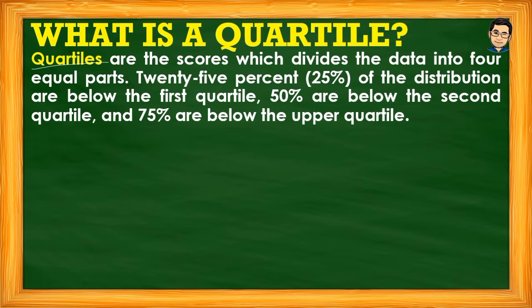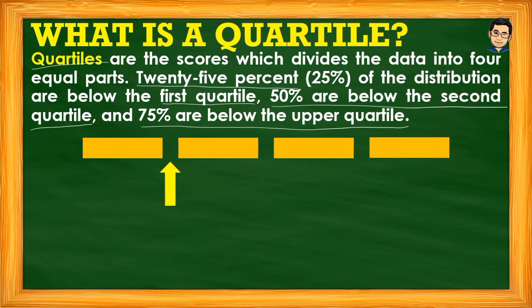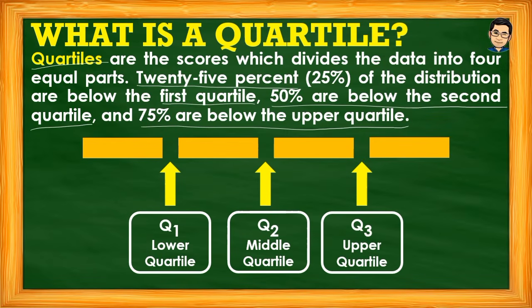And then, 25% of the distribution are below the first quartile. 50% are below the second quartile or the middle quartile, and then 75% are below the upper quartile. So, to better understand those percentages, let us have an illustration. For example, this is our data, still whole. When we divide that data into 4 equal parts, we will see that we have a lower quartile, middle quartile, and then upper quartile.